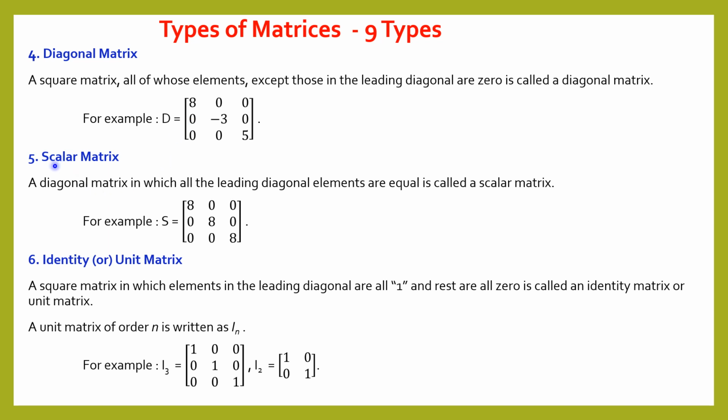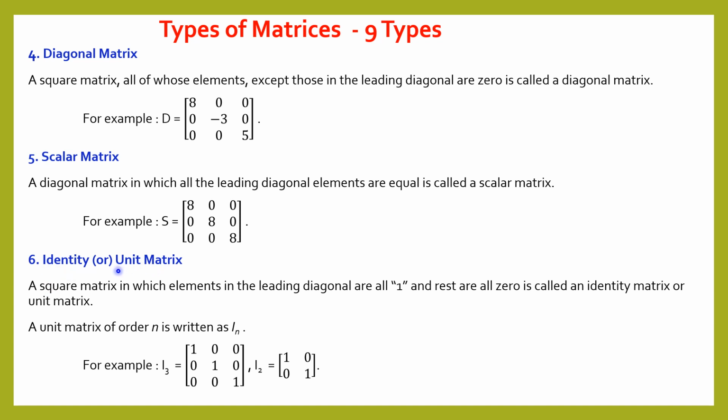Next one is scalar matrix. A diagonal matrix, that is, this is the diagonal matrix, a diagonal matrix in which all the leading diagonal elements are equal. That is, see, all the elements in this leading diagonal are equal, is called a scalar matrix.